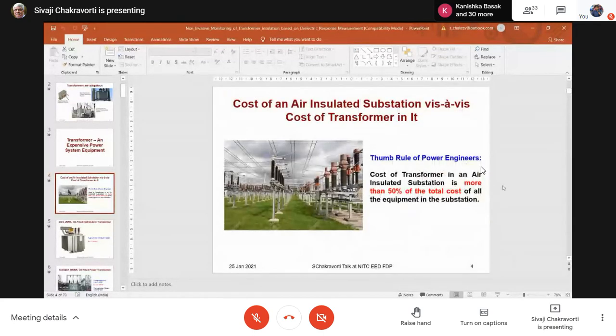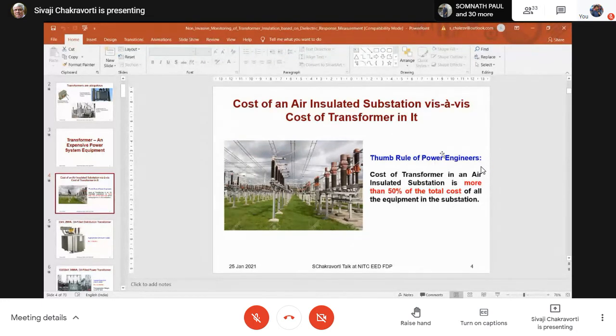Yeah, you can see this slide. Yes, sir. Are you seeing this slide? Okay. What is this photograph? This is a substation, any substation. So you can clearly see there are so many equipment in the substation. There is a thumb rule of power engineers. What is called a thumb rule? A thumb rule is a rule which cannot be mathematically proved. But from experience, people have made these rules. And over the years, it has been proved to be true.